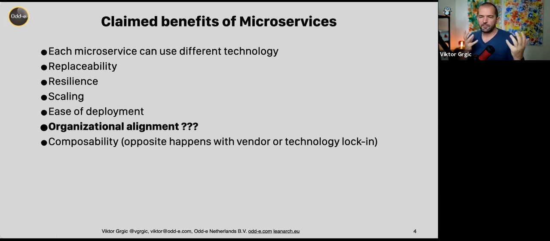The actual definition of microservices, there are different definitions. So it's a bit unclear what we exactly mean by that, but in any case, it's something like that. What's maybe much more important is to look at the claimed benefits of microservices. The first one is that each microservice can use different technology, and so the teams can independently from each other use whatever they want, as long as they agree upon how those services interact with each other.